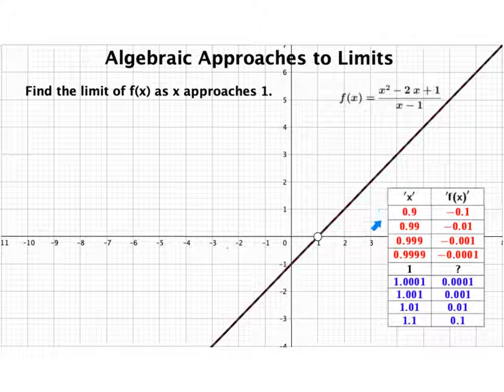So again, look at the table. We're getting closer and closer to 1 from the left side, and you can see that the y value is approaching 0. And on the right, as we get closer and closer to 1, from values of x greater than 1, our y value also approaches 0. So it all ties together.